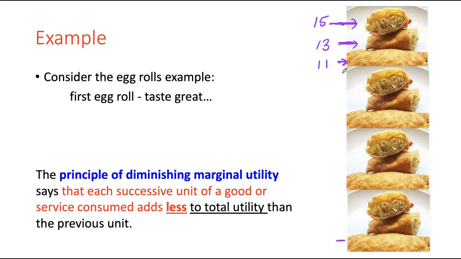It's elaborating on this phenomenon that we observe, that as you consume more of a good, each successive unit of a good gives you less total utility or adds less to the total utility than the previous unit. So marginal, remember, is the amount that is added to total utility because of a particular unit. So you can see marginal utility is declining as you consume more and more egg rolls.